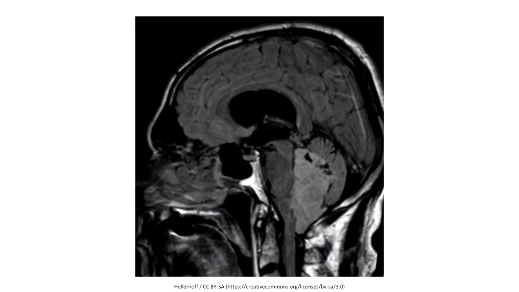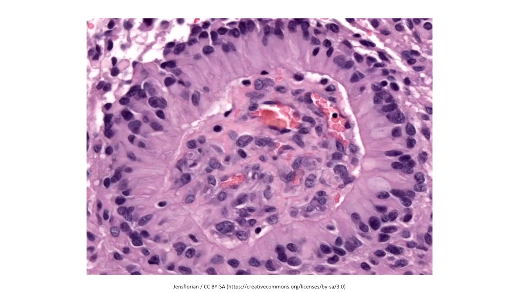Here's an MRI of the brain in someone with an ependymoma. Notice how the mass is located in the fourth ventricle right here. This particular patient may present with hydrocephalus since the mass is blocking the fourth ventricle and obstructing the cerebrospinal fluid flow. Here's a histological image showing perivascular pseudorosettes. Notice how the blood vessels are surrounded by tumor cells right here.